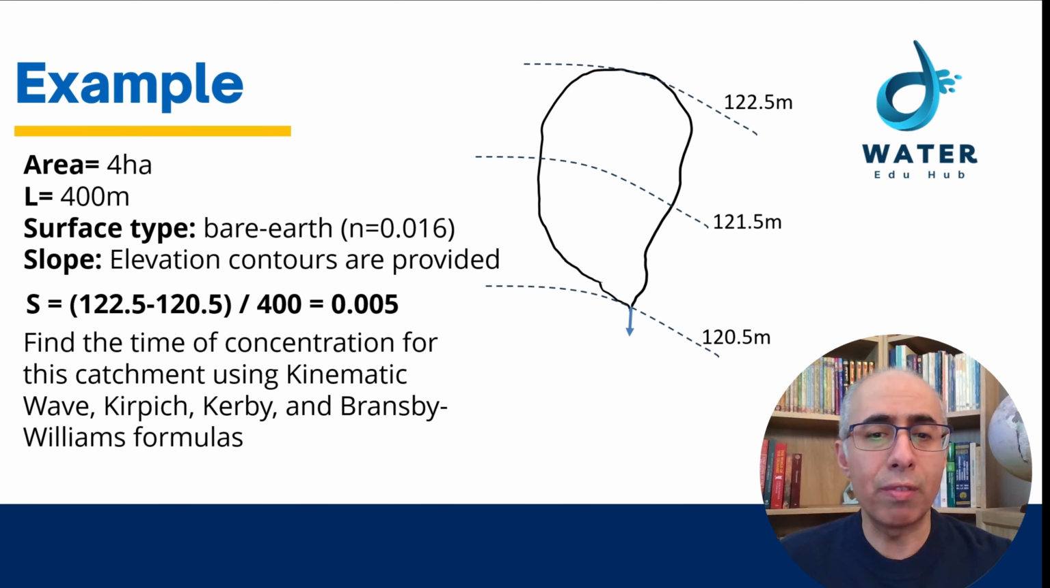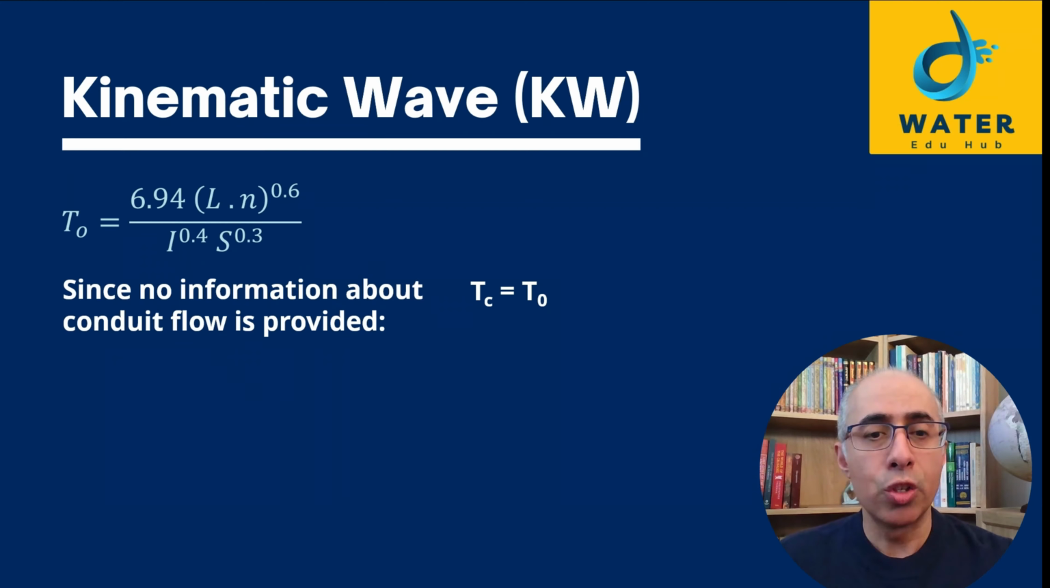The reason that we have chosen such a small catchment is for the sake of comparison between different models that we have learned today. So we start with the kinematic wave, which is the main one for us. The formula is written here. Since there is no information about the conduit flow, no pipe, no channel, we can assume that our TC is basically all the overland flow time.